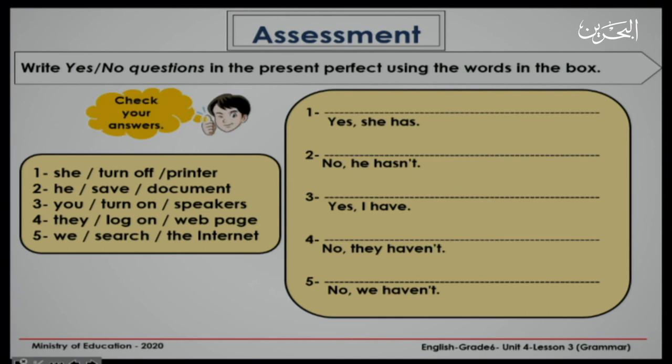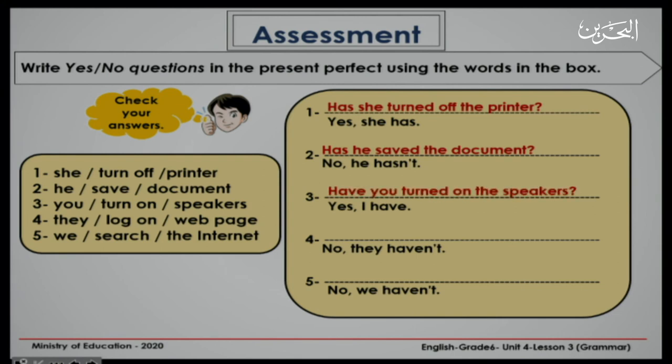Now let's check your answers. Number one, has she turned off the printer? Yes, she has. Number two, has he saved the document? No, he hasn't. Number three, have you turned on the speakers? Yes, I have. Number four, have they looked on the web page? No, they haven't. And the last one, have we searched the internet? No, we haven't. Were your questions correct? Good job.